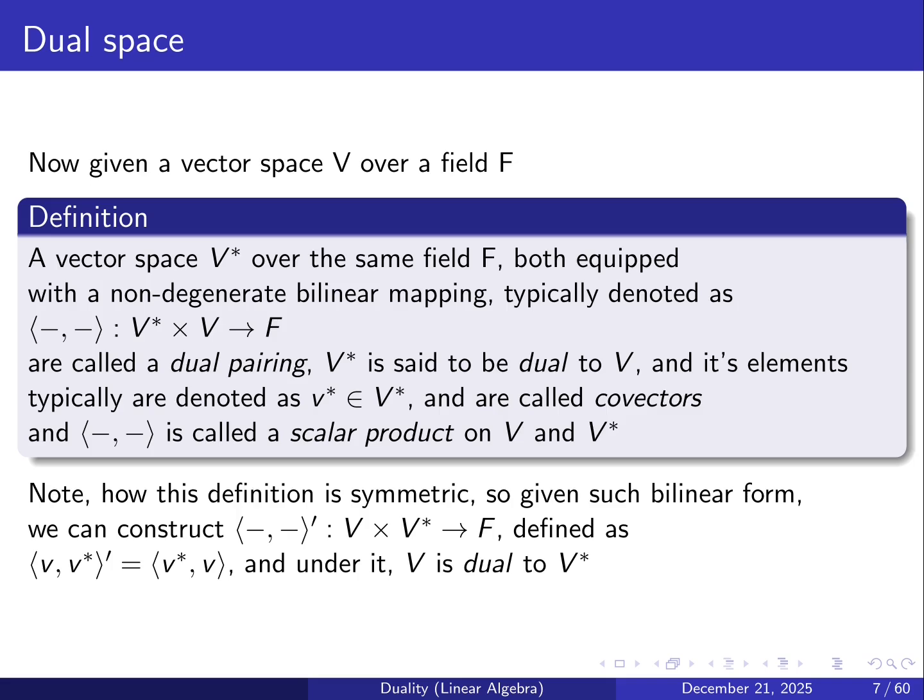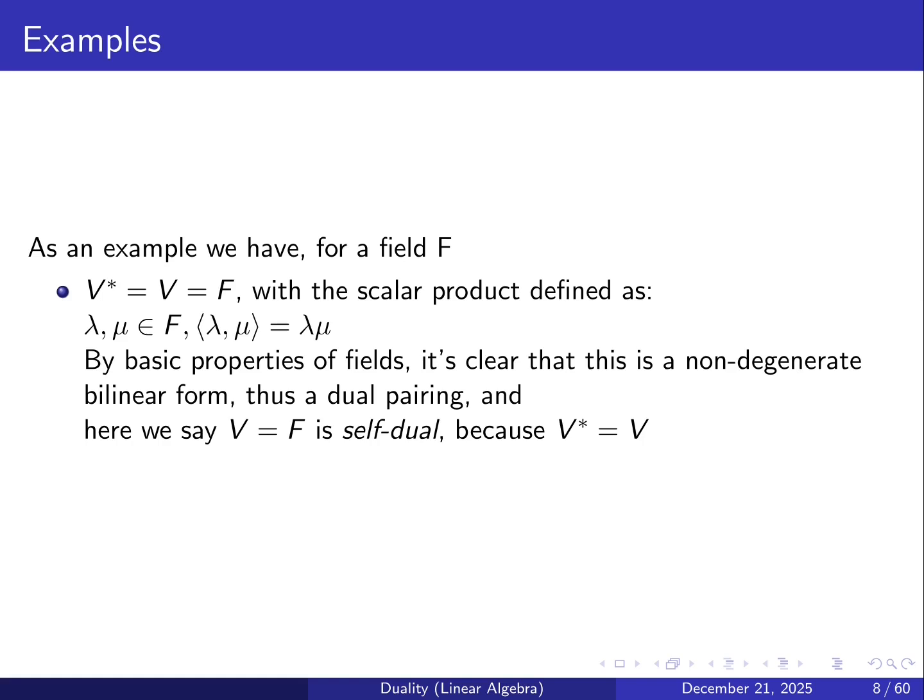Now let's look at some examples. For a field F, taking V star and V to be equal to the field, and defining the scalar product for some lambda and mu as just their multiplication. By basic properties of fields, we can show that this form is non-degenerate and bilinear, thus a dual pairing. And here we say V is self-dual because V star is equal to V.